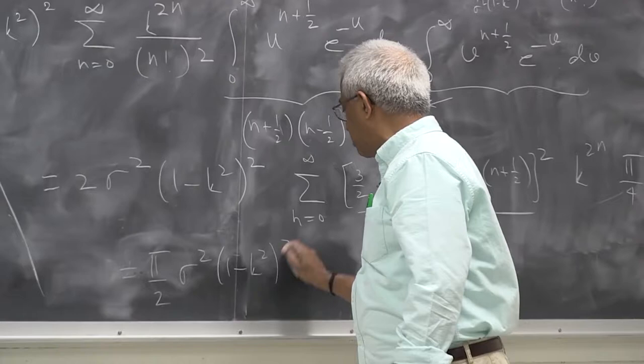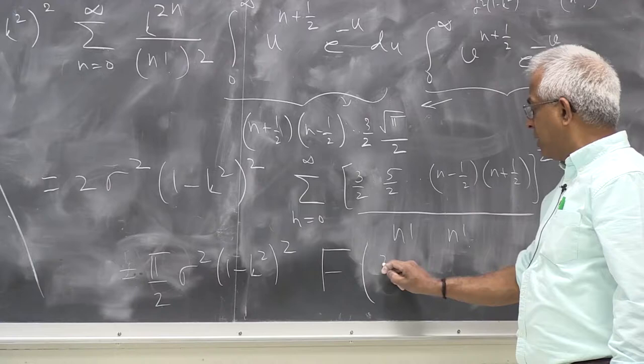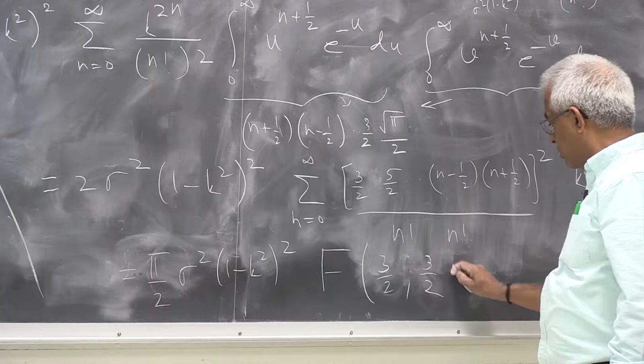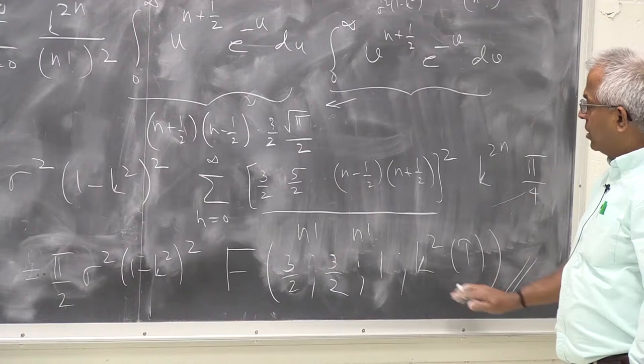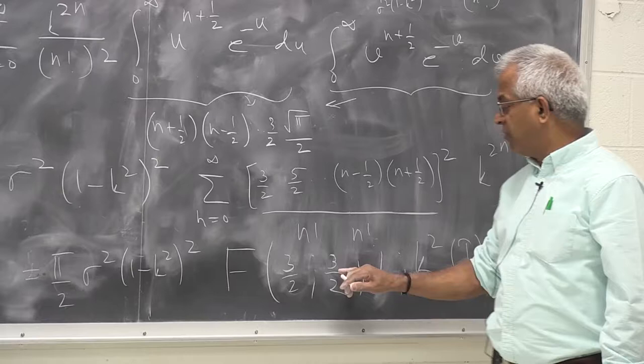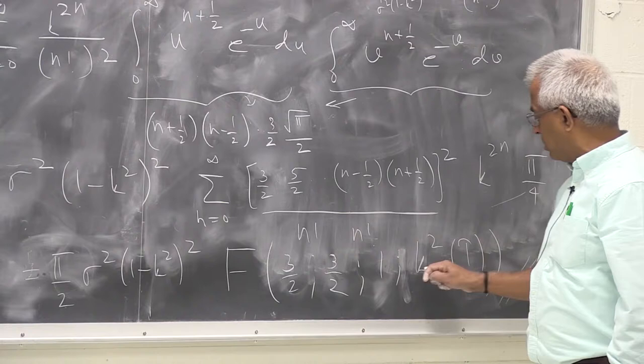And this is the definition of hypergeometric function evaluated at 3 by 2, comma 3 by 2, then 1, comma k squared tau. So that's one expression, but we can further simplify this. So what is hypergeometric function? If you look at the hypergeometric function for alpha, beta, semicolon, gamma, semicolon, some constant k, it's k squared, it's precisely this is the expansion.